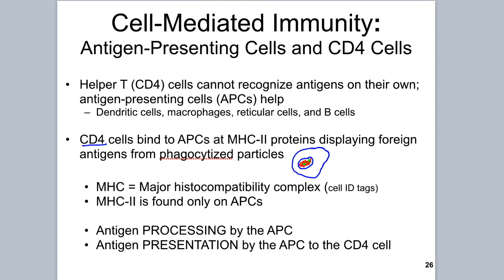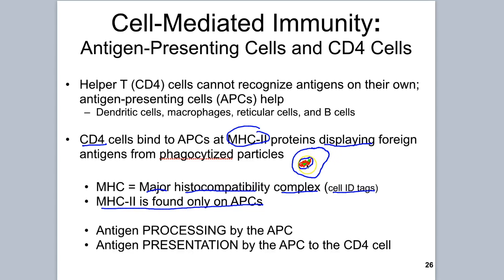So now what our APC does is it takes these little display proteins, called MHC2. MHC2 stands for major histocompatibility complex 2. There are different major histocompatibility complex proteins, different display proteins or little cell ID tags. There's MHC1 also. We'll talk about that later. But MHC2 is only found on APCs.